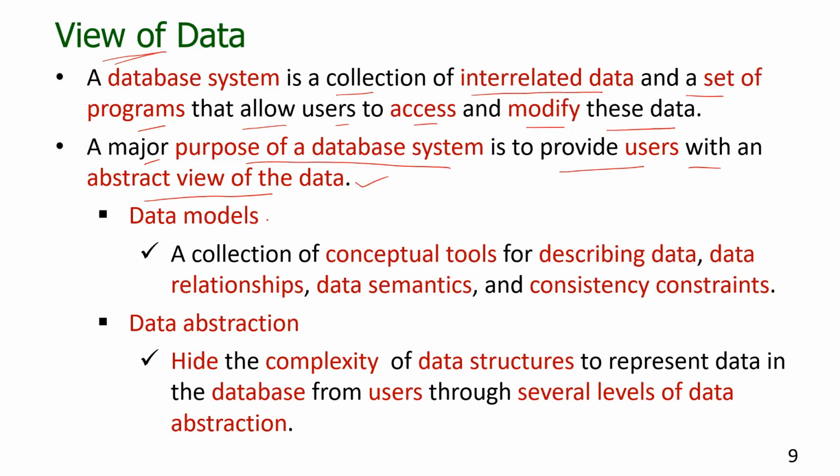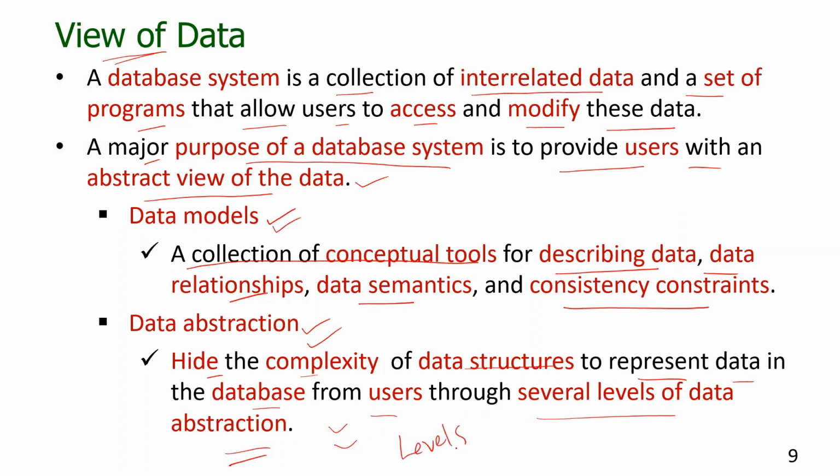Here first data models play an important role, then data abstraction. What is a data model? A collection of conceptual tools for describing data, data relationships, data semantics and consistency constraints. That is the data model. Then data abstraction hides the complexity of data structures used to represent data in the database from users through several levels of data abstraction. There are various levels of abstraction that we will see in later lectures.